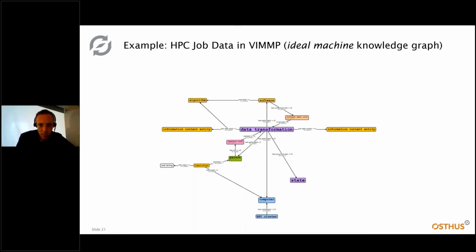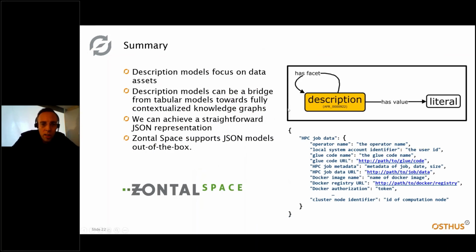Okay, I think I've shown that it makes sense to focus on information in the first place. And these description models, they focus on the data assets first, which are the most important pieces of our information. And they can build a bridge from the tabular models, for example, to the fully contextualized knowledge graphs with all the details. And the mapping from these models to, for example, JSON representation is very straightforward. And we also have a smart system that supports these models out of the box.